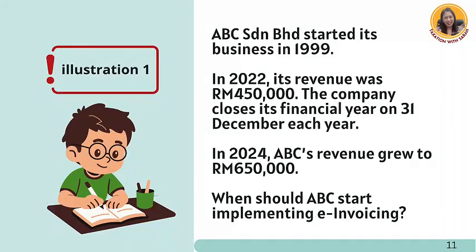Illustration 1. ABC Sendirian Berhad started its business in 1999. In 2022, its revenue was RM 450,000. The company closes its financial year on the 31st of December each year. In 2024, ABC's revenue grew to RM 650,000. When should ABC start implementing e-invoicing?